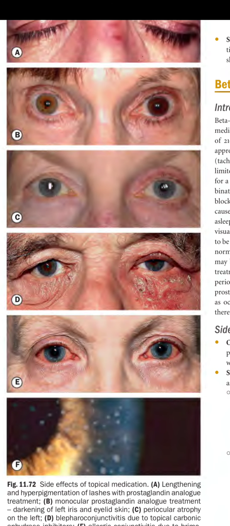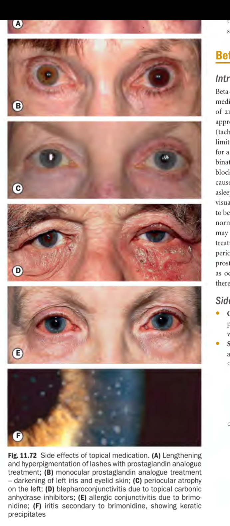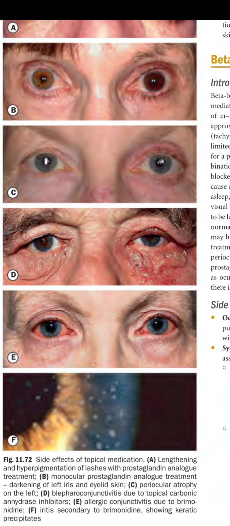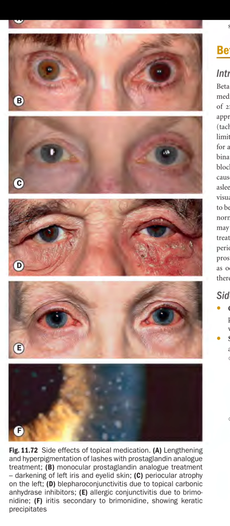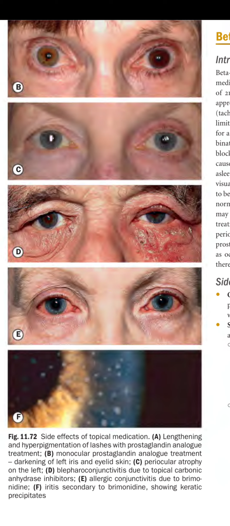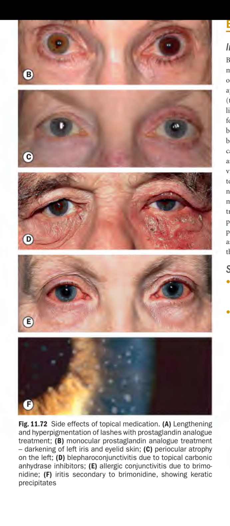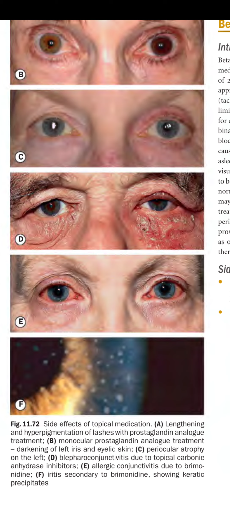So A is showing us the lengthening and hyperpigmentation of the lashes with a prostaglandin analog. B is showing monocular prostaglandin analog treatment, with darkening of the left iris and the eyelid skin. C is periorbital atrophy on the left. Blepharoconjunctivitis due to topical... D is showing blepharoconjunctivitis due to a topical carbonic anhydrase inhibitor. E is showing allergic conjunctivitis to brimonidine, and F is showing iritis due to brimonidine.